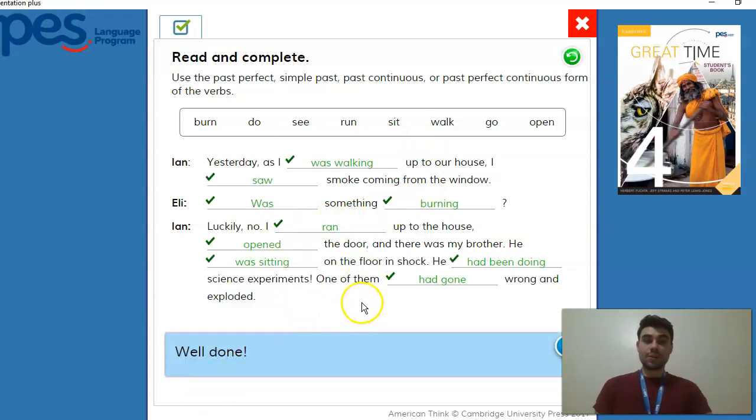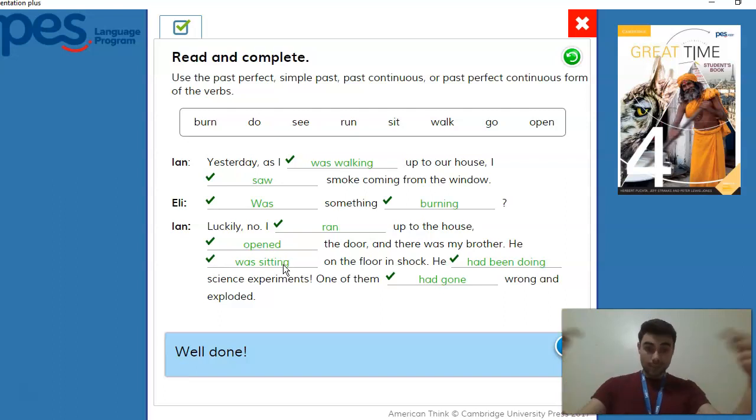Well done, guys. Very good. So again, yesterday, as I was walking up to our house, so this is the continuous action, interrupted by the next action. I saw smoke. And then Ellie asks, was something burning? So she wanted to know if there was a longer action going on. Then Ian says, luckily no. And then he describes what he did. He ran up to the house, he opened the door, so finished actions. And then he saw another longer scene going on. He saw his brother, and he was sitting on the floor in shock.